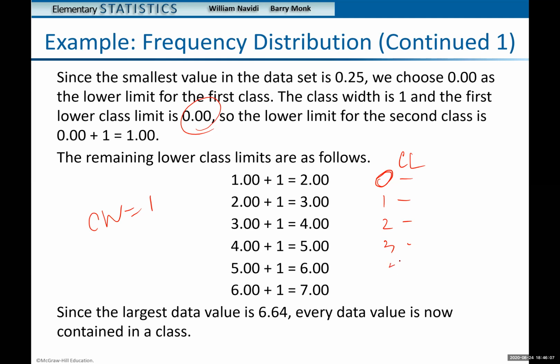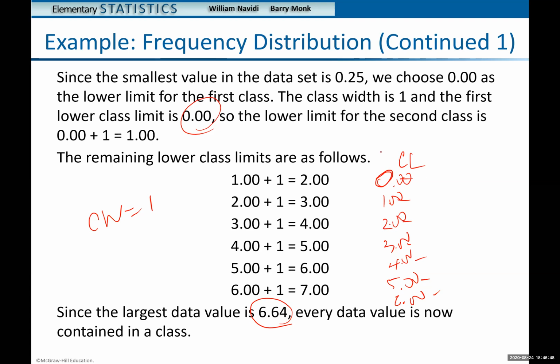Yeah, 4, 5, and so on and so forth. And your highest is 6.64. Since we have 2 decimals here, that's why we should have 2 decimals also here, sorry. And you will only stop when you get to 6.64. So this is 6 up to 6.99. So this is going to be your last class.